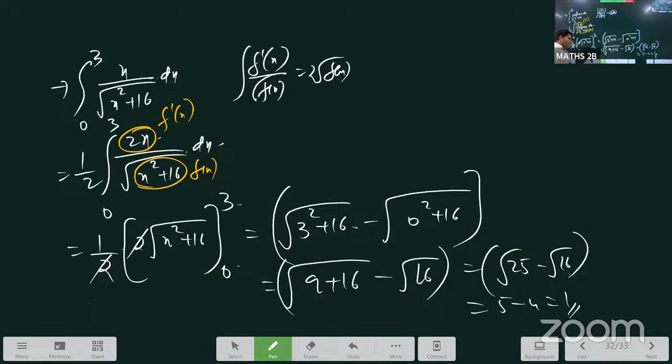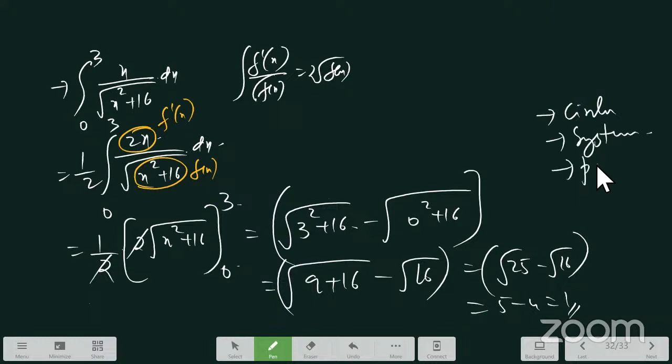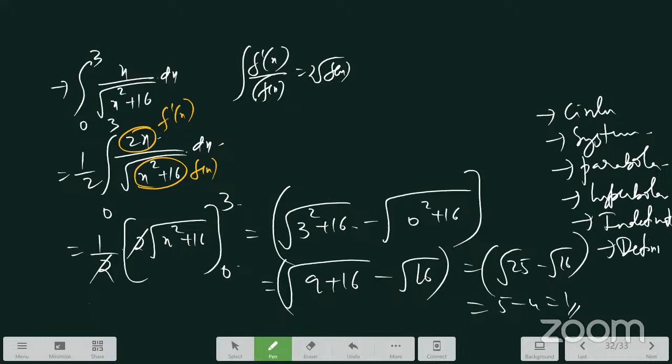Is it clear? So we'll continue tomorrow. And so far what we have done is circles, system of circles. The parabola long answers have been done. Hyperbola also. And indefinite integrals. Right now we are doing definite. Once I do definite, then we'll go for 2 marks and 4 marks of whatever chapters you are having. Is it clear? So that is the thing. And we'll continue tomorrow.